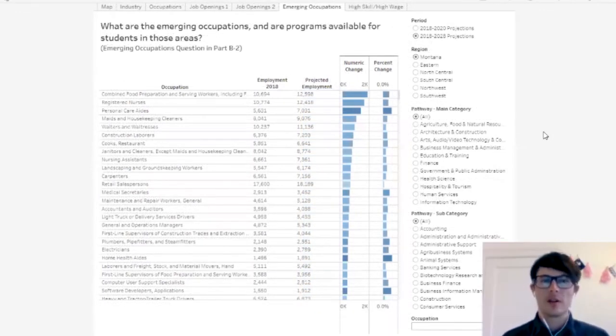The next question is, what are the emerging occupations in our programs available for students in those areas? So on this page, we have employment for 2018, projected employment, and the numeric change, as well as the percent change. So you can look at which occupations are growing the fastest. You can again filter down by career pathway and the subcategory pathways. You can also search backwards by the occupation title if you'd like. And again, you can look at different time periods and different regions to see which occupations are growing the fastest in different regions of Montana, as well as Montana as a whole.